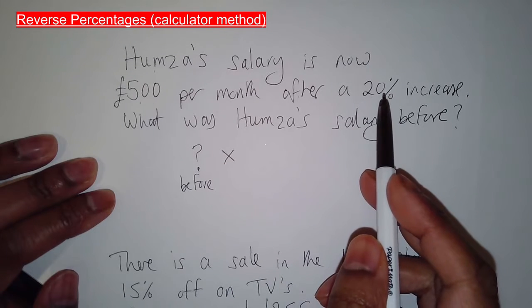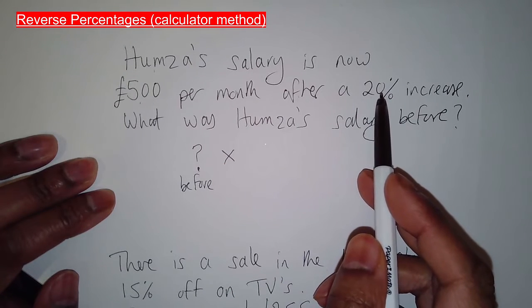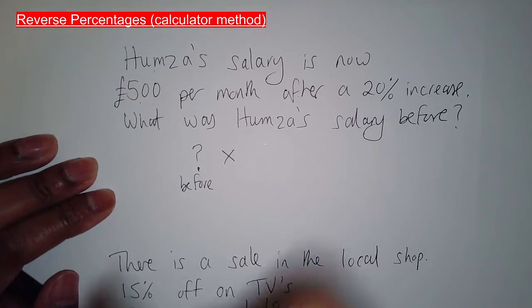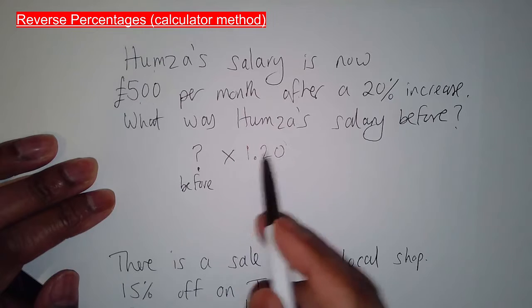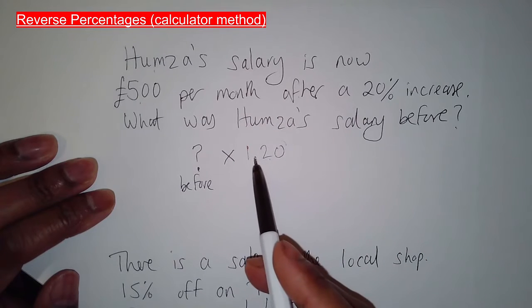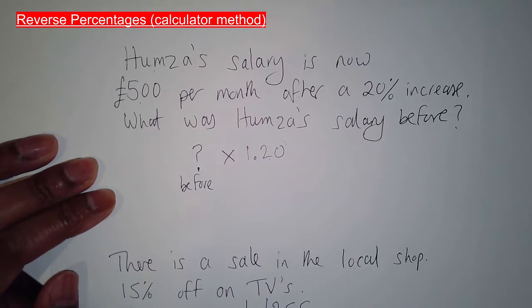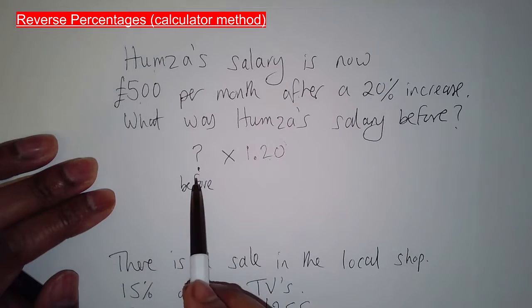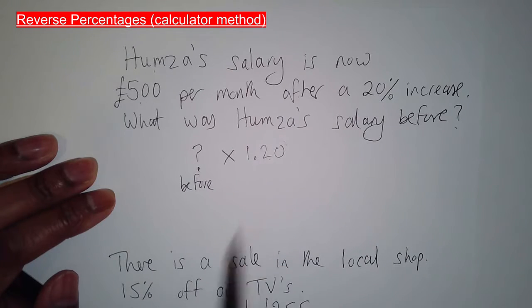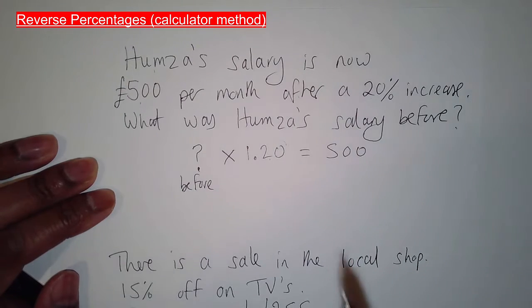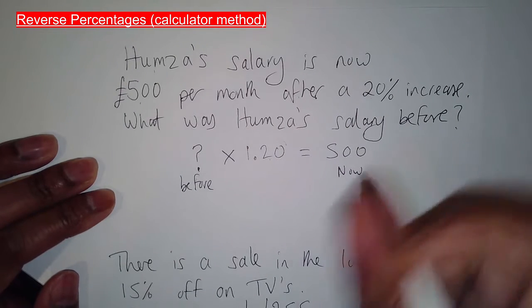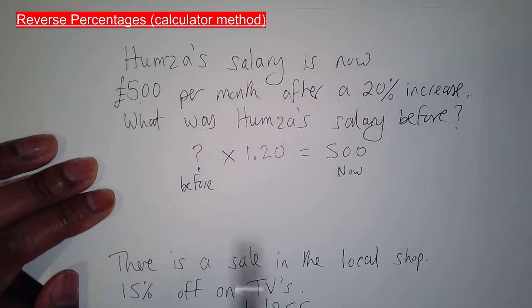And if you remember a previous video, if something goes up by 20%, you multiply by 1.20, or 1 that represents 20%. Or you could just write 1.2, it's good enough. So something before multiplied by 1.20 is now £500. Okay, so that's now. We're trying to work out what it was before.